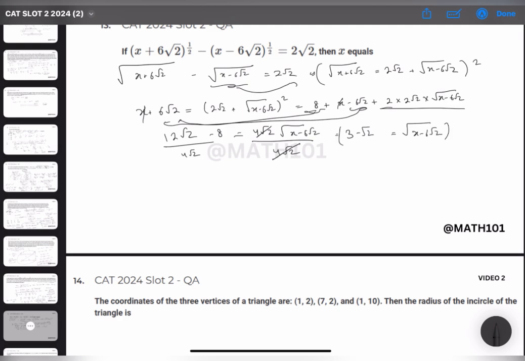Again squaring both the sides, we are left with 3 minus root 2 squared is equal to root x minus 6 root 2 squared, which is x minus 6 root 2. This is equal to a square plus b square minus 2 into 3 root 2. That gets cancelled. We are left with x equals 11.